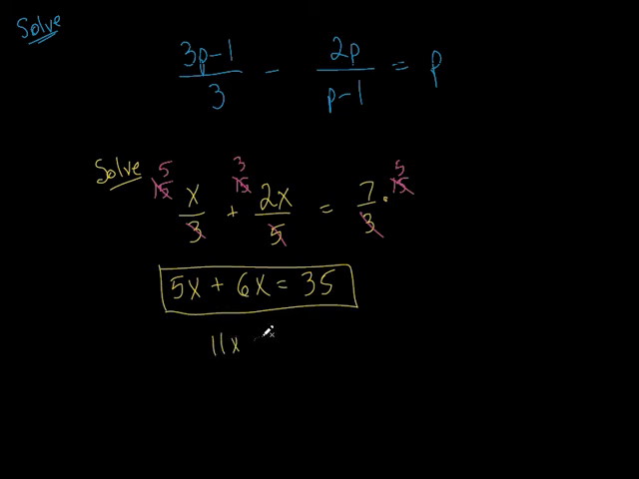It's 11x equals 35. Divide by 11. And then basically, you can just leave it like that. I'm fine with that. 35 over 11. That doesn't simplify, does it? So you just leave it like that. Again, I just made that up off the top of my head. It worked out okay. Make sense? All right.